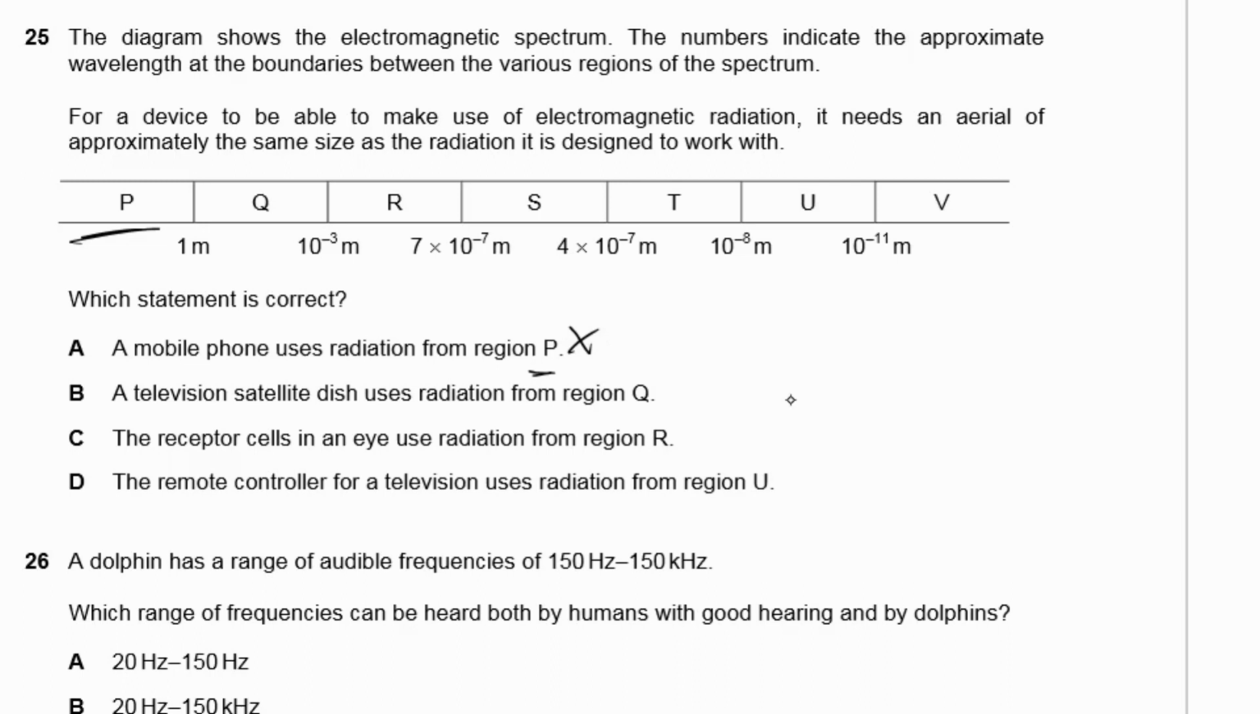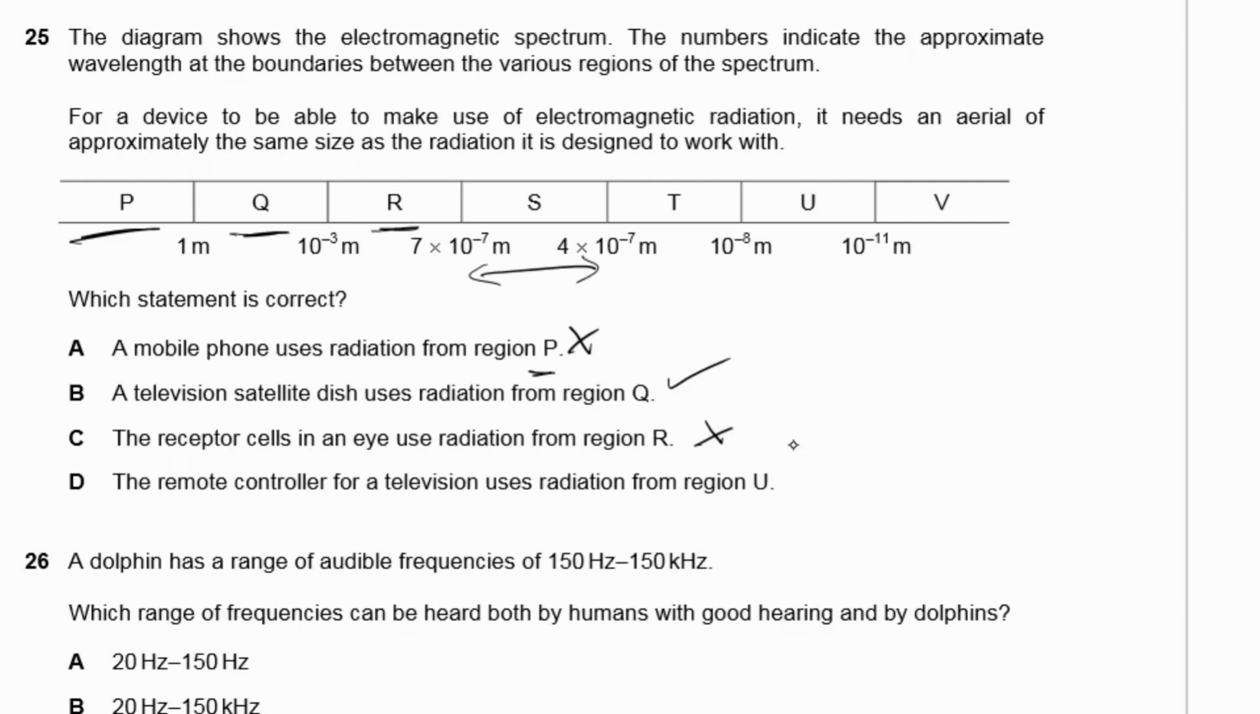B. A television satellite dish uses radiation from region Q. Yeah, satellite dishes are about 60 centimetres across. I'll go with that, that's possible. C. The receptor cells in an eye use radiation from region R. Ooh, tricky. No, the visible light spectrum is really around about here from blue all the way up to red. Slightly ambiguous there, but I'm going to say no. Visible light's in S.